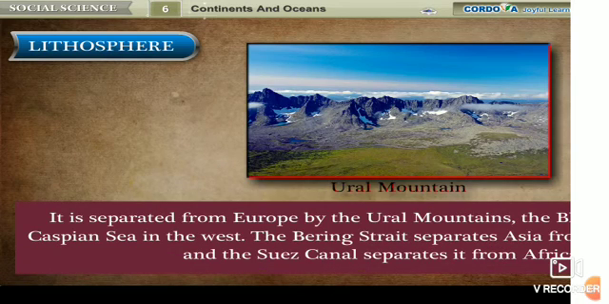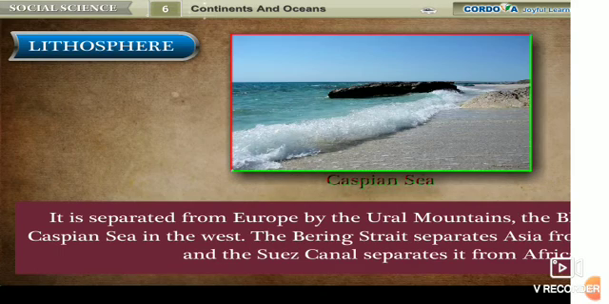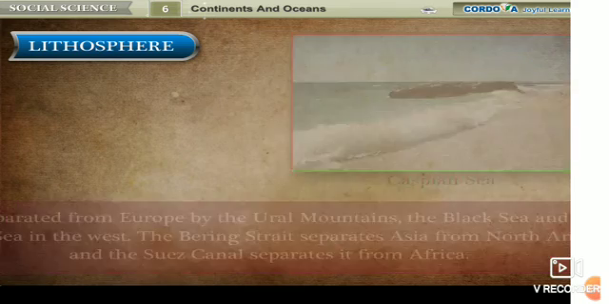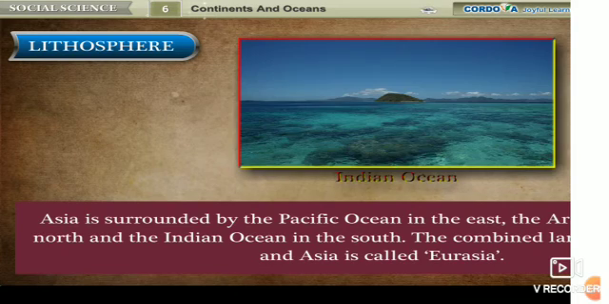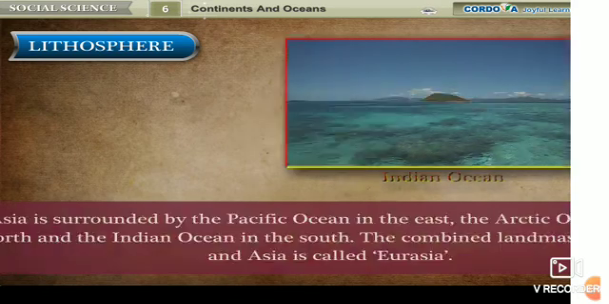It is separated from Europe by the Ural Mountains, the Black Sea and the Caspian Sea in the west. The Bering Strait separates Asia from North America, and the Suez Canal separates it from Africa. Asia is surrounded by the Pacific Ocean in the east, the Arctic Ocean in the north, and the Indian Ocean in the south. The combined landmass of Europe and Asia is called Eurasia.